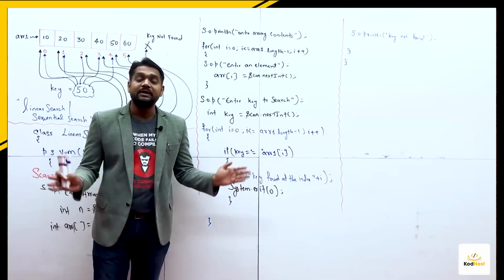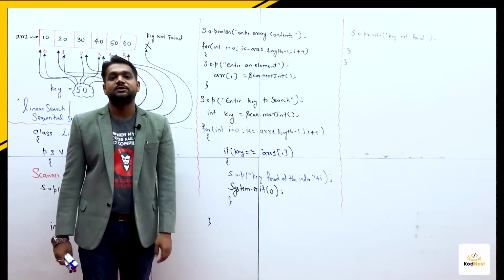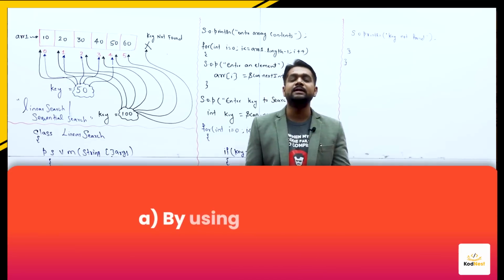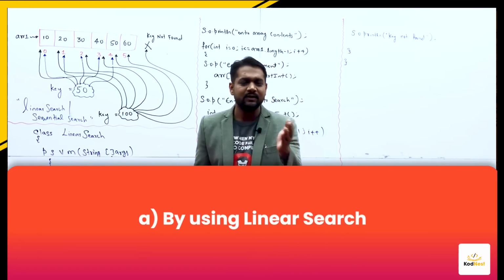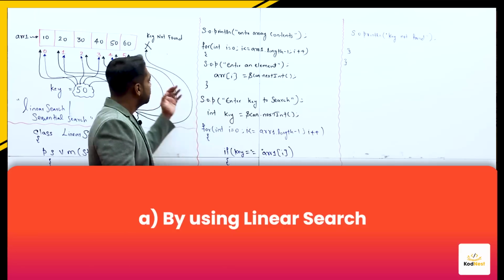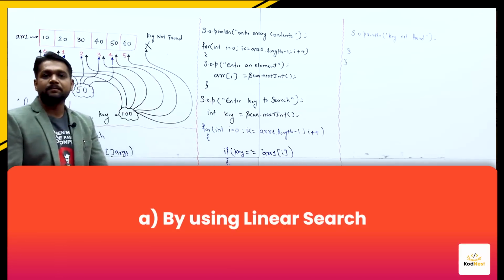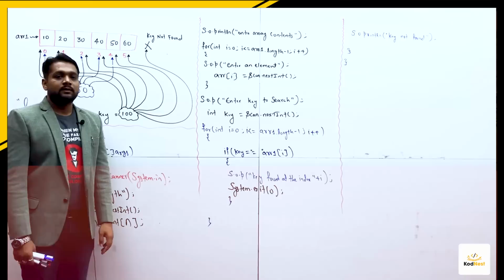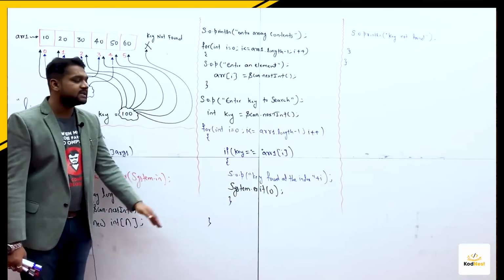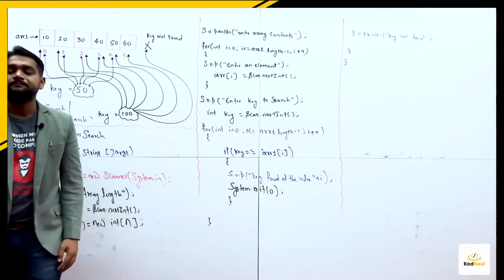I hope I am completely clear. Below that, A, by using linear search. You have taken the question A, by using linear search. Copy this program as it is. The next program is very, very important. We will see it, but first copy this as it is. Be very, very quick.